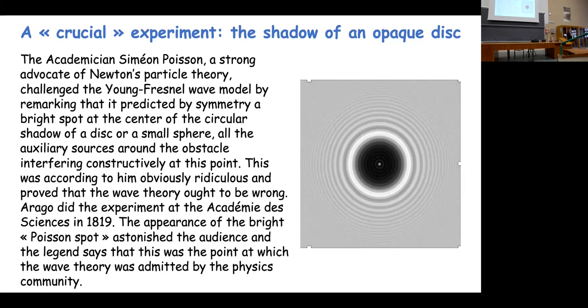He said, okay, if you send light on a disk, at the center of the shadow, according to your theory, you should have a bright spot. Why? Because all the secondary sources which are around should interfere positively at this point because of symmetry. So you should have a bright spot in the middle of the shadow, which is ridiculous, which means that your theory is wrong. So Arago, a friend of Fresnel, set up the experiment on a table in front of the academy, and you see that there is indeed a bright spot in the center of the shadow. So it's called now the Poisson spot, in spite of the fact that Poisson did not believe in it. And the legend says that it is the point at which the wave theory of light became accepted.